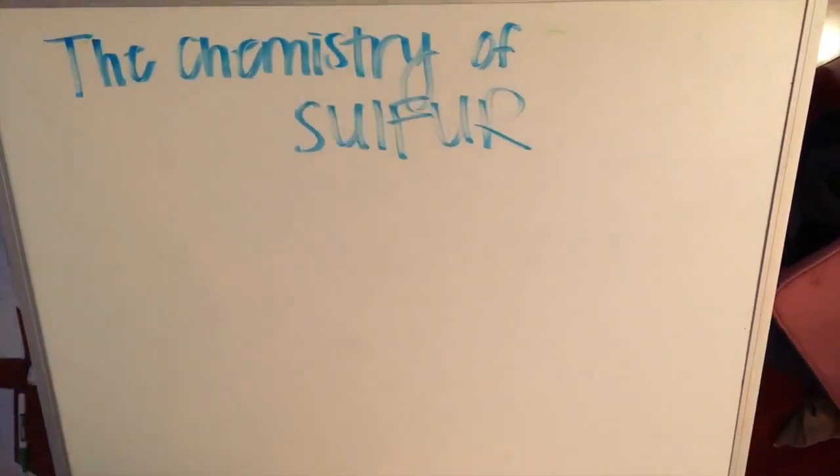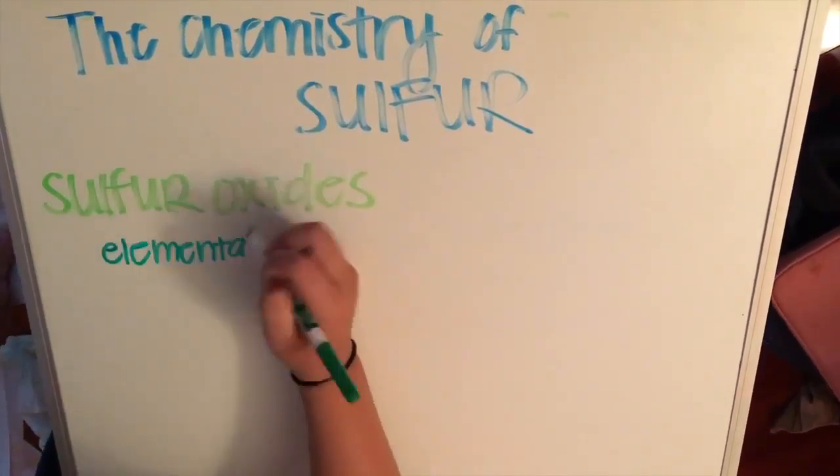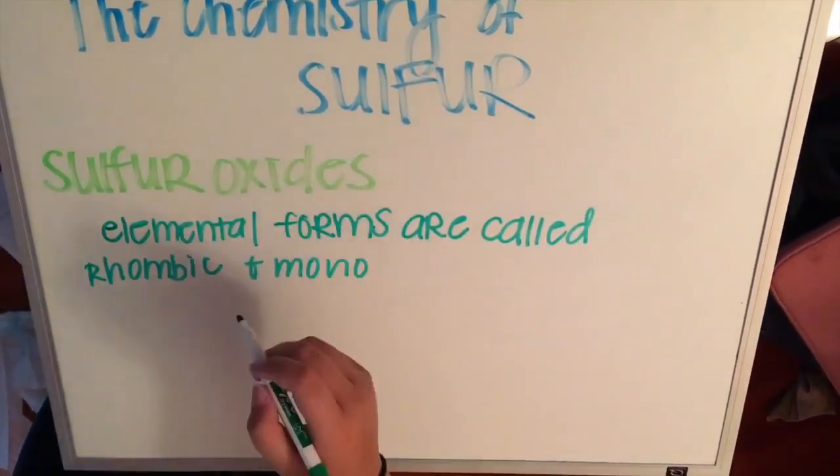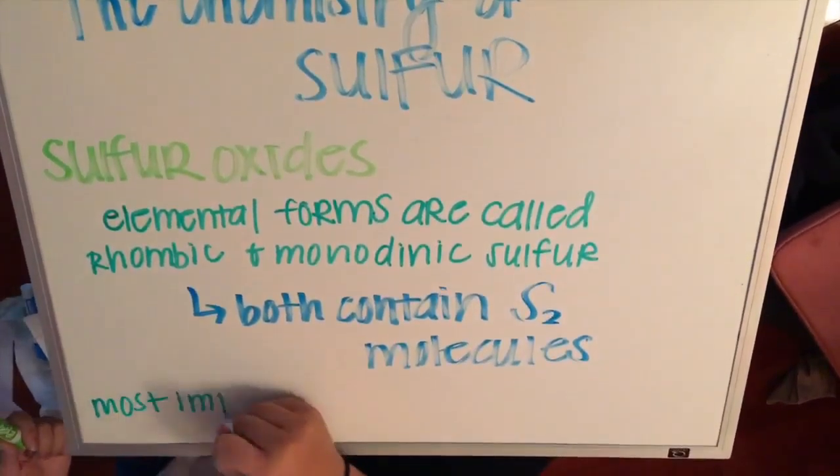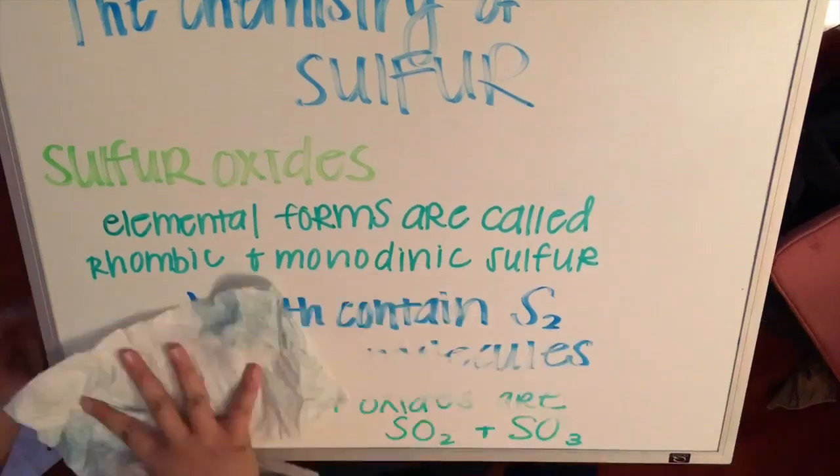And now we will look at the chemistry of sulfur. Sulfur oxides are elemental forms which are called rhombic and monoclinic sulfur. Both contain S8 molecules, and the most important oxides are SO2 and SO3.